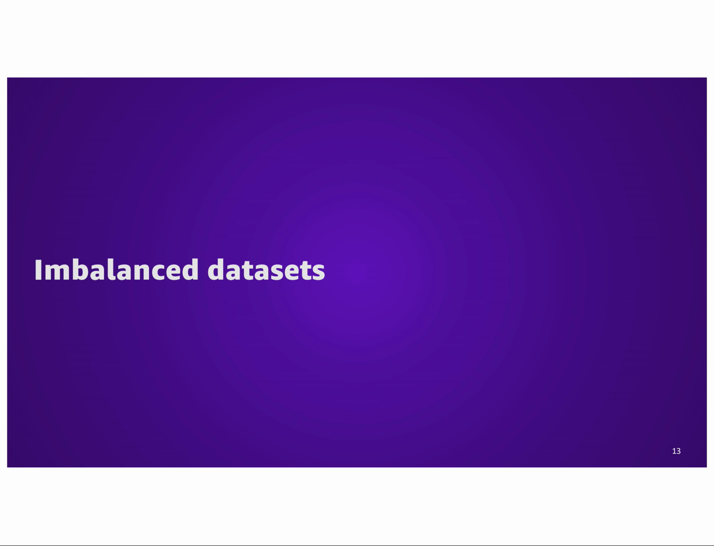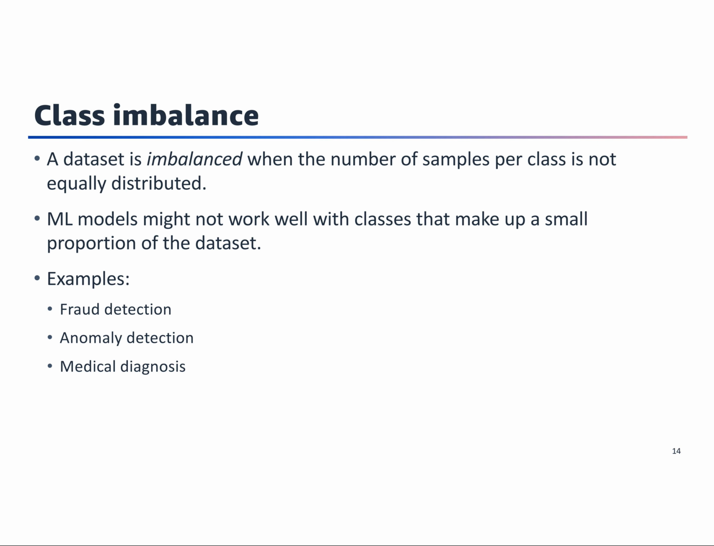One situation you may encounter during EDA is imbalanced datasets. A dataset is imbalanced when the number of samples per class is not equally distributed. This can pose challenges for machine learning models, as they might not work well with classes that make up a small proportion of the dataset. This could then lead to inaccurate predictions for those classes.